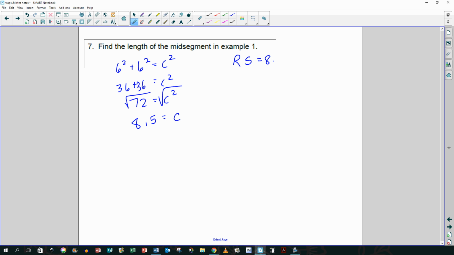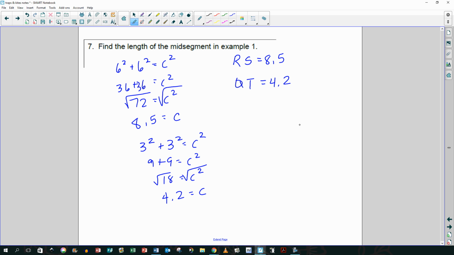RS is 8.5. Now I need to find the other one, which was QT, right? QT was 3 squared plus 3 squared equals hypotenuse squared. 9 plus 9, 18. Take the square root of both sides, and it's 4.2. So QT is 4.2. Well, isn't that base 1 and base 2?